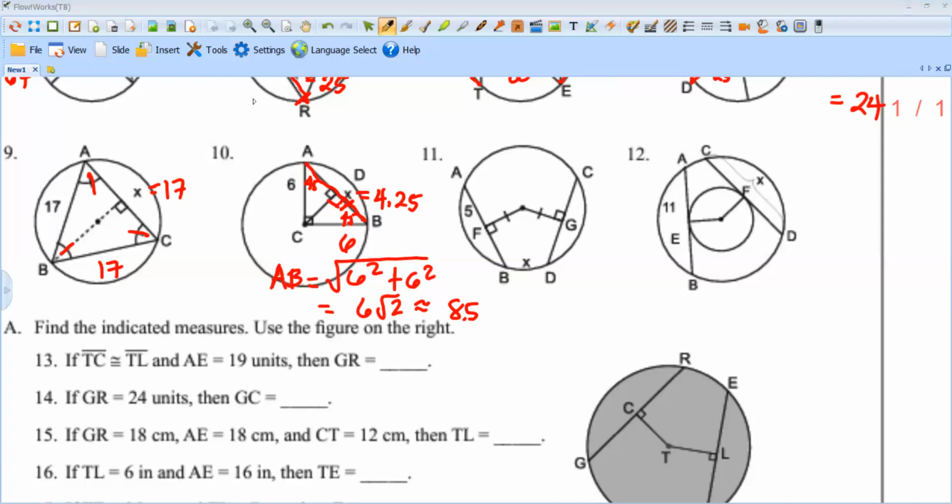Next, number 11. Sarah. Sarah Miyara, number 11. What is the value of x?